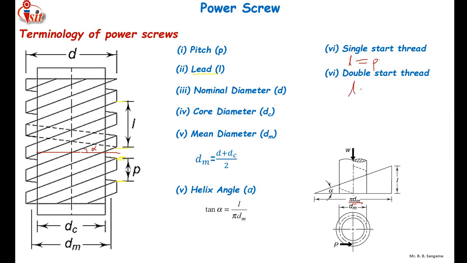And when the lead L is equal to 2 into pitch, meaning for one complete rotation of nut or screw, the axial distance traveled by the screw will be equal to 2 into the value of pitch, it is called a double start. So likewise, the thread can be triple start also.